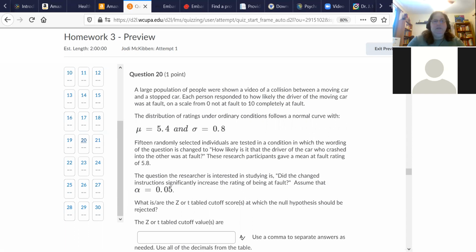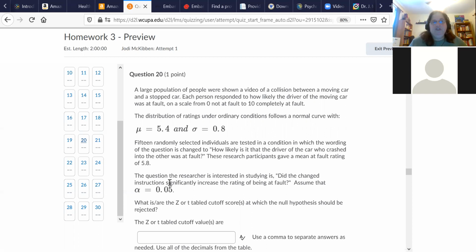Okay. 15 randomly selected individuals are tested in a condition in which the wording of the question is changed to, how likely is it that the driver of the car who crashed into the other was at fault? These participants gave a mean fault rating of 5.8. The question the researcher's interested in: did the changed instruction significantly increase the rating of being at fault? Assume alpha is 0.05.